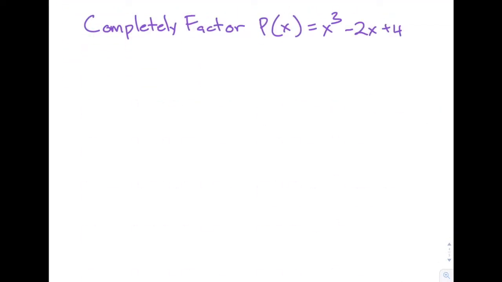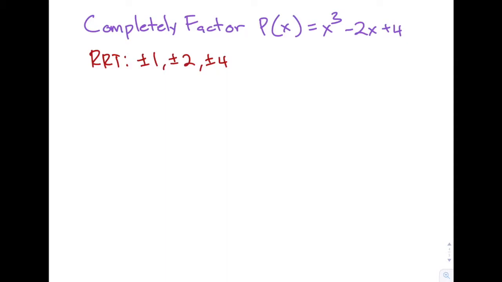Completely factor the polynomial x cubed minus 2x plus 4. So we'll find all the zeros and therefore completely factor the polynomial p. Let's start with the rational roots theorem. Since the constant term has factors plus or minus 1, plus or minus 2, plus or minus 4, and the leading coefficient is only plus or minus 1, by the rational roots theorem we have possible zeros plus or minus 1, plus or minus 2, and plus or minus 4.